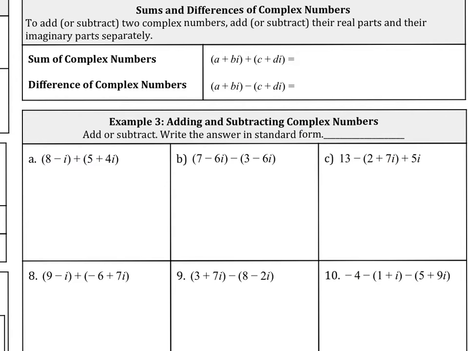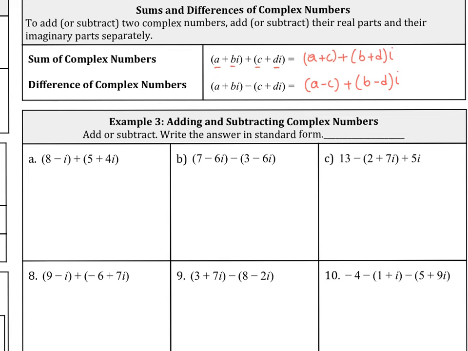Now we are going to discuss the sum and difference of complex numbers. To add or subtract two complex numbers, add or subtract their real parts and their imaginary parts separately. The sum of complex numbers works the same way as other addition and subtraction, so all you're going to do is add like terms. So a plus c, plus b plus d i. Like terms together on the subtraction as well, so a minus c, plus b minus d i.